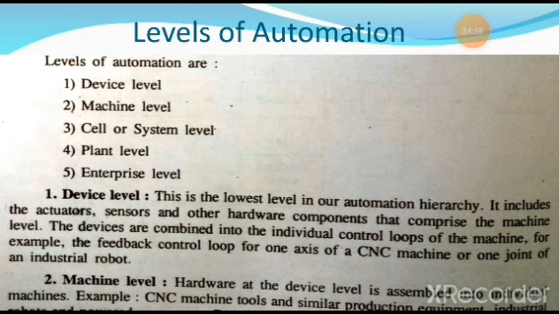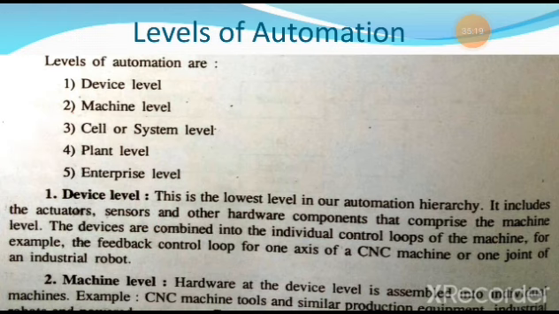If I want to go for any automatic machine, first of all I have to make the devices automatic, using certain sensors. The devices are combined into individual control loops of the machine. For example, the feedback control loop for one axis of a CNC machine or one joint of an industrial robot.